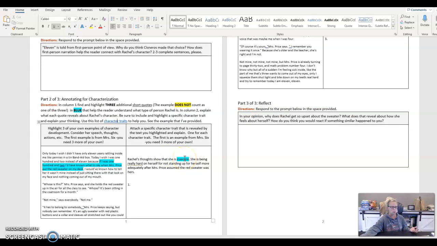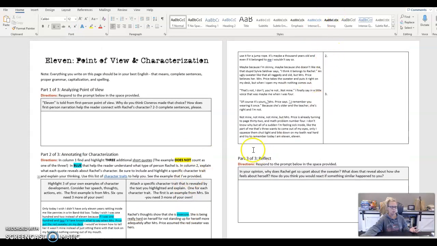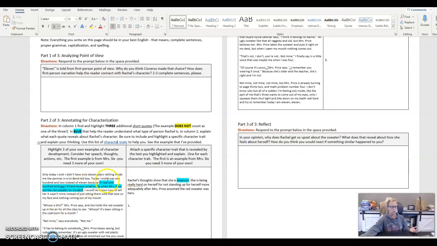So what we need you to do now is find 3 more examples. There's a 1, there's a 2, there's a 3. What you're going to do is highlight wherever you can find in the excerpt where you think it's a really good example of a character trait. What I would like for you to do is to try and stay away from using insecure again. Try and give me 3 different character traits.